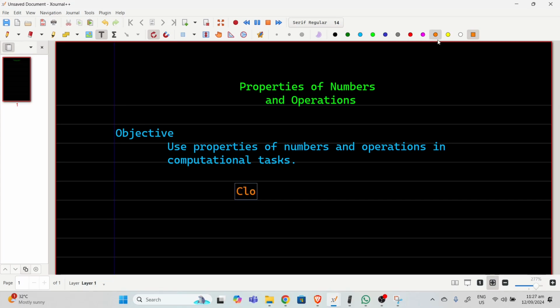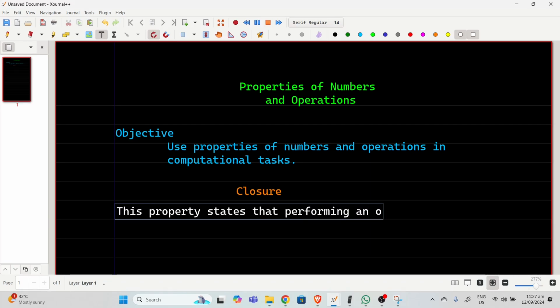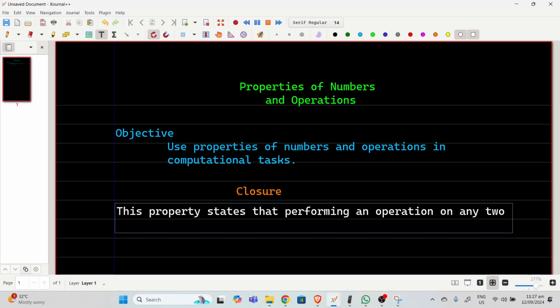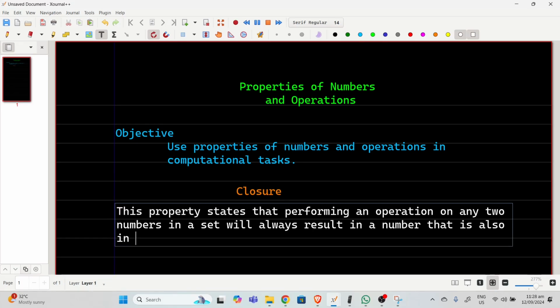So closure, and the definition of closure is as follows. This property states that performing an operation on any two numbers in a set will always result in a number that is also in the same set.